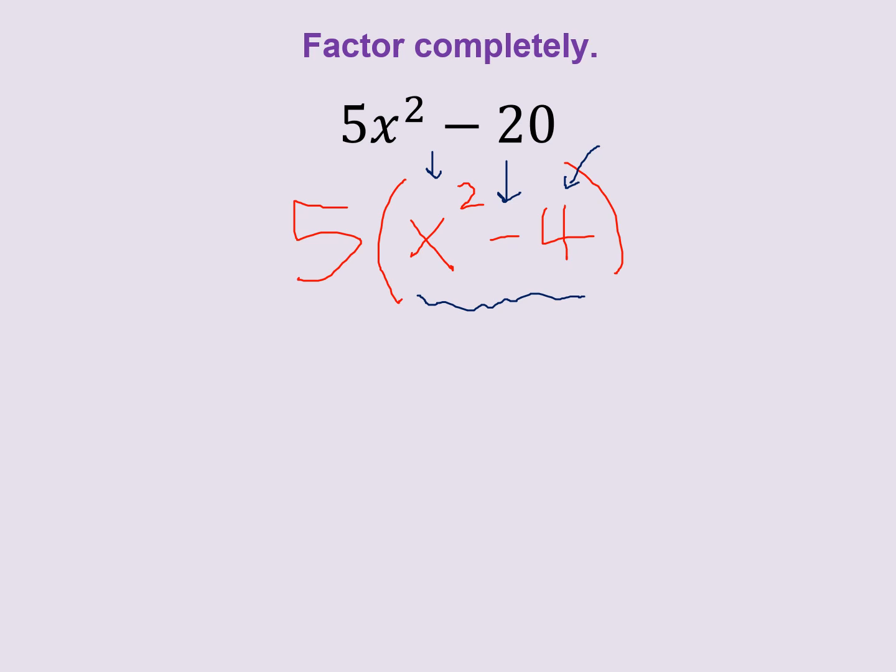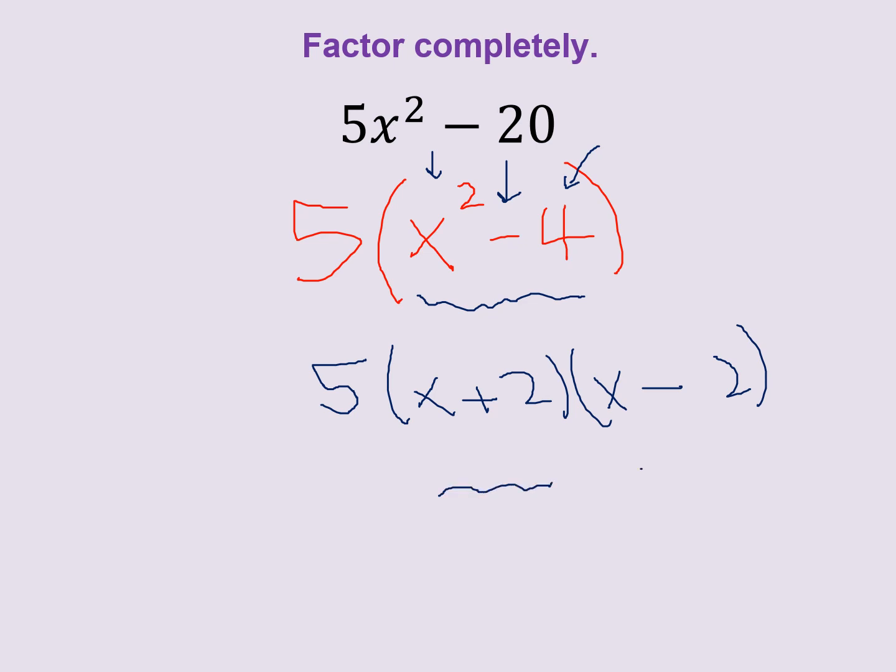So I know that this part is going to be split up into difference of perfect squares. X times x makes x squared. 2 times 2 makes 4. One's a plus, one's a minus, but I have to write that additional factor of 5 so that things are complete. I look at my binomials at the end, x plus 2 and x minus 2, and there's nothing more we can do with those, so we're done.